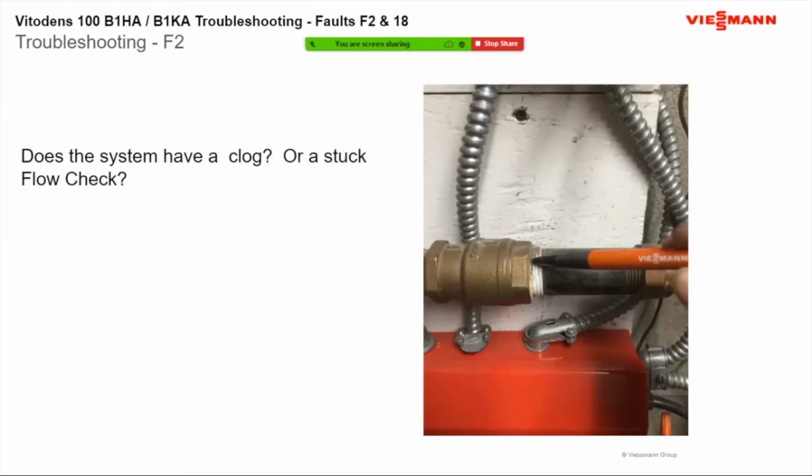What else could cause an F2? A clog in your system, a clogged flow check, or something else clogged out in your system. Your flow check, or in this case that's a spring check. Spring checks can get clogged up, or have a solder ball stuck in them, or be just partially open so you're not getting enough flow through them. Or even a heat exchanger can get partially clogged where you're not getting good transfer. That would cause an F2 as well.